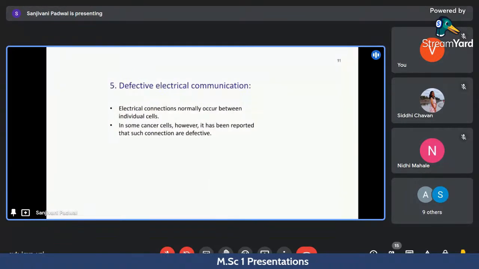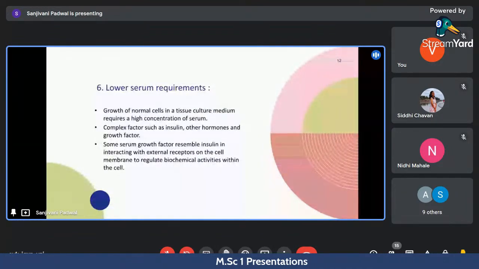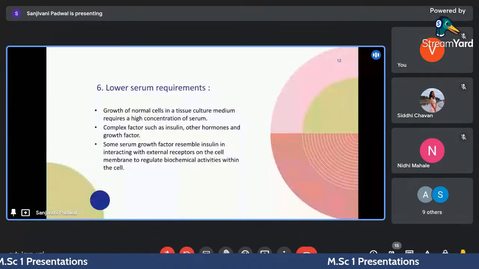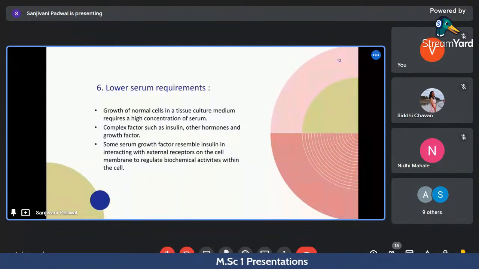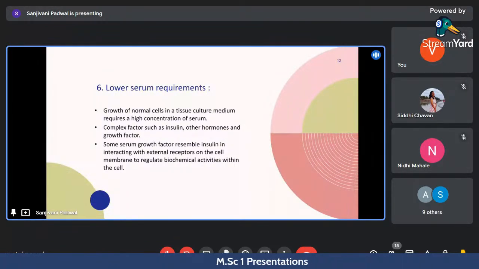The next property is defective electrical communication. Electrical connection normally occurs between individual cells. In some cancer cells, however, it has been reported that such connections are defective. The next property is lower serum requirements. Growth of normal cells in a tissue culture medium requires a high concentration of serum. It provides complex factors such as insulin, other hormones, and growth factors. Some serum growth factors resemble insulin in interacting with external receptors on the cell membrane to regulate biochemical activities within the cell.